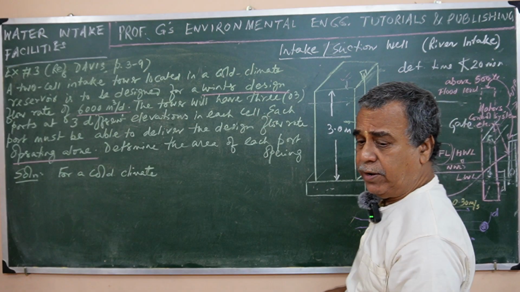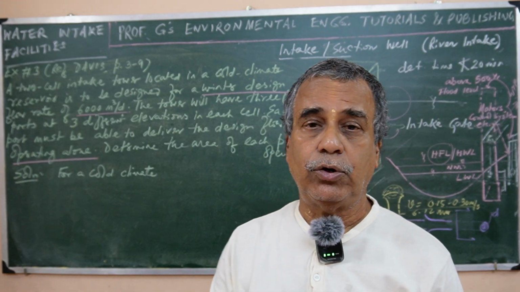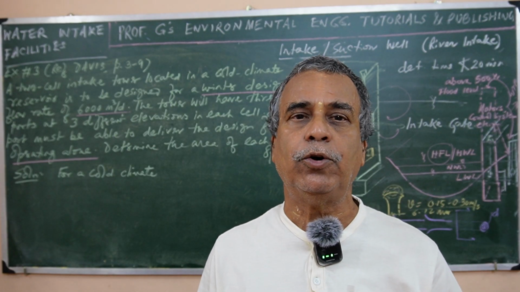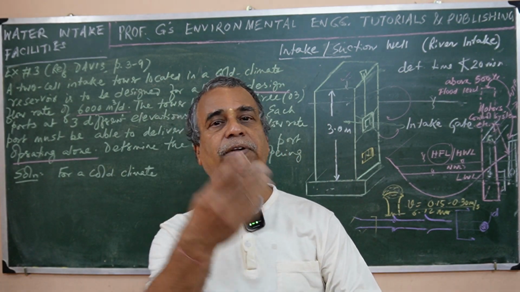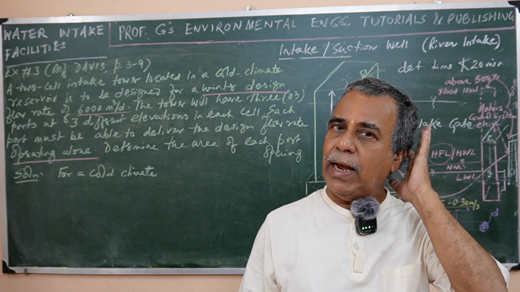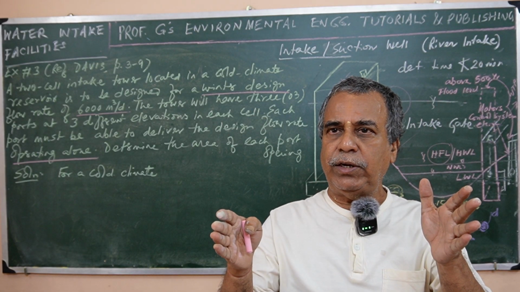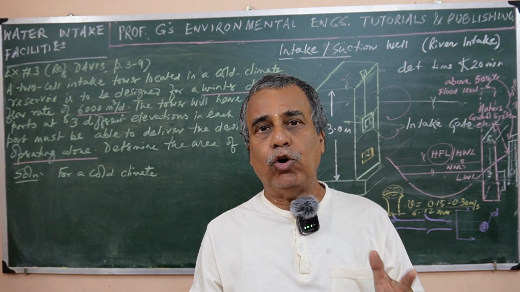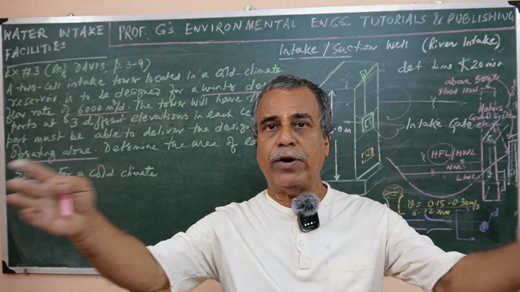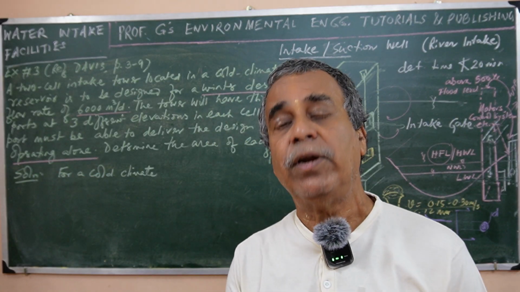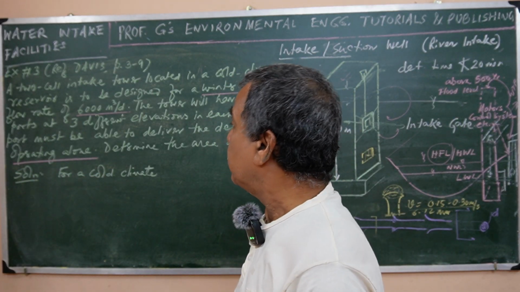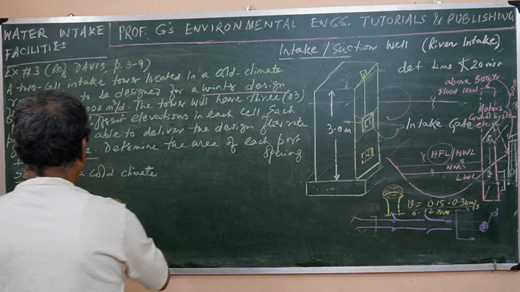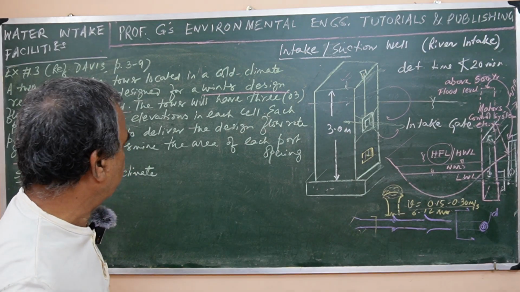You have provided this because during summer time, when the flow is sufficiently high, you can take advantage of the other gates also. But at a time during winter, that one port alone must meet the demand when you are not able to operate the others for different reasons. So that way you have to determine the area of each port opening. Now let us come to the solution.